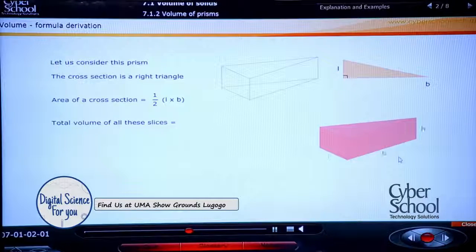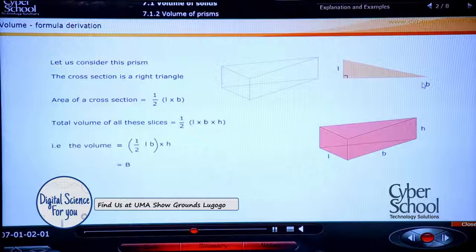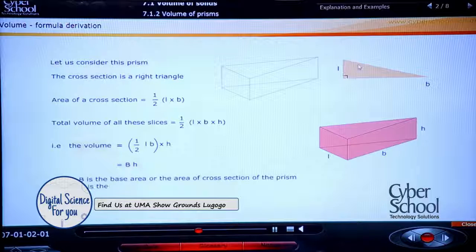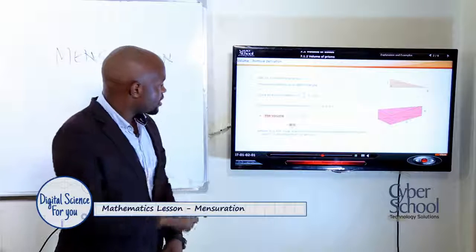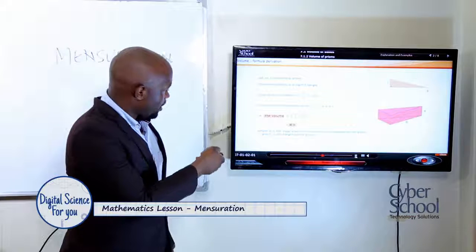But the cross-section, one of them is only a half length, half base times height, or a half LB, and then times the height. So the area of the triangular cross-section for this one, times the height, gives us the volume of this prism. Let's go to the next one.